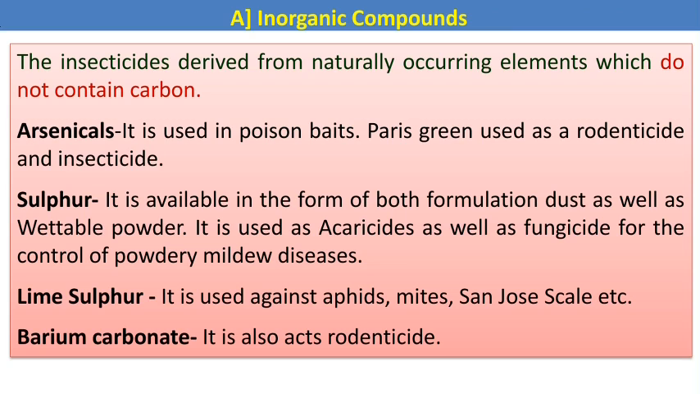Then sulfur. Sulfur is available in both formulations, that is dust as well as vegetable powder formulation, and it is used as an acaricide as well as a fungicide. Then next is lime sulfur, it is mostly used against sucking pests. Then barium carbonate, it acts as a rodenticide.